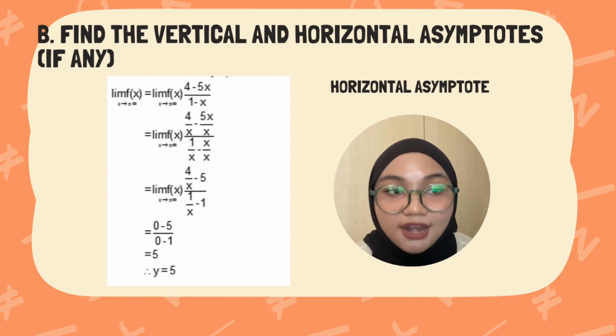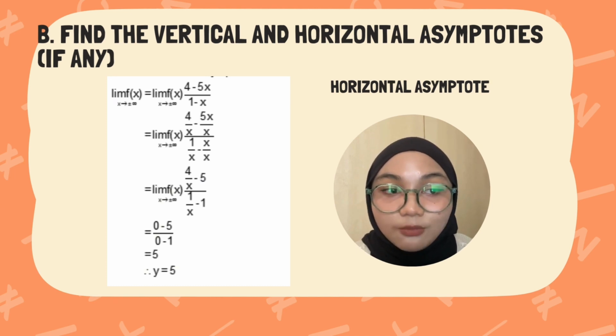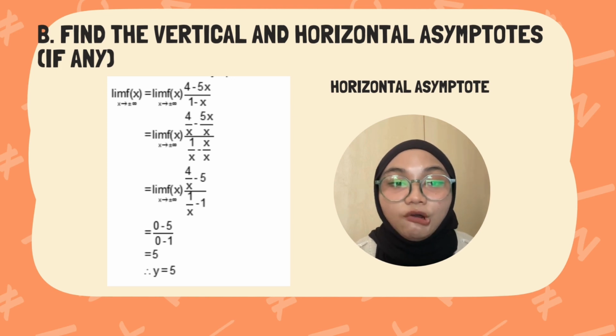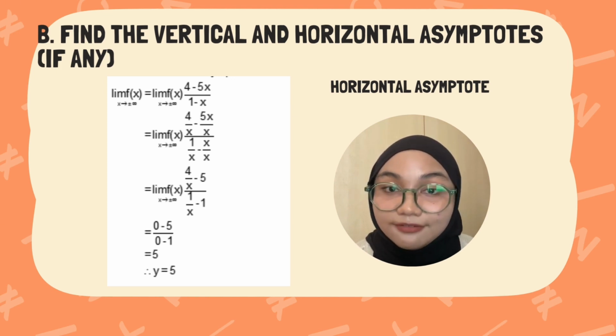Next, we substitute x with infinity. So we will get (0 minus 5) over (0 minus 1). So the last answer that we will get is 5. So the horizontal asymptote is 5.